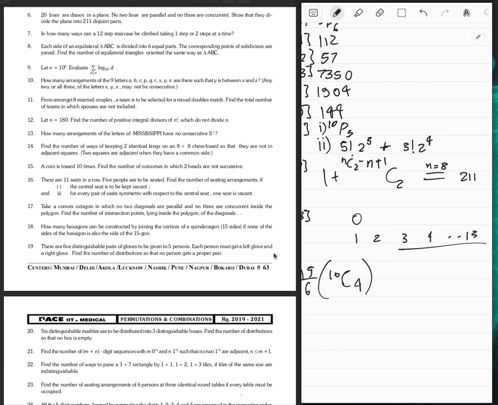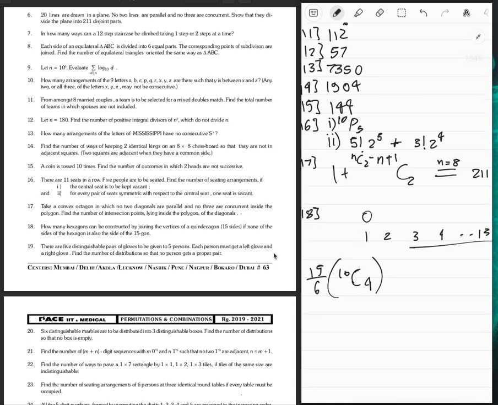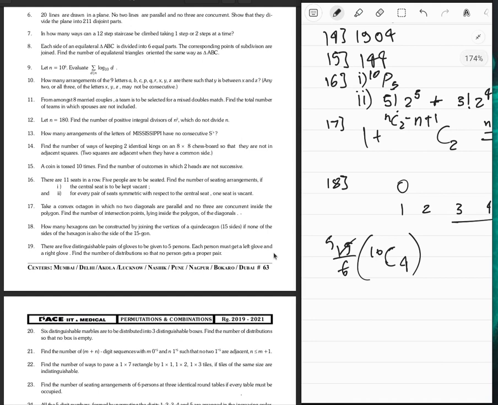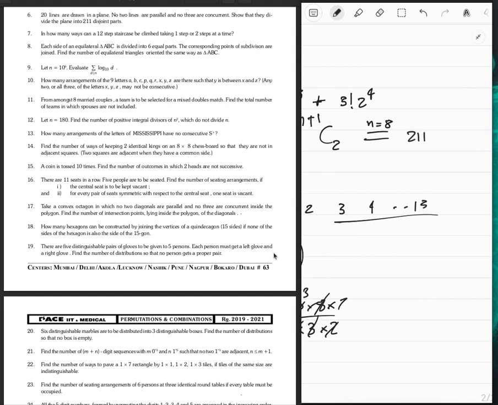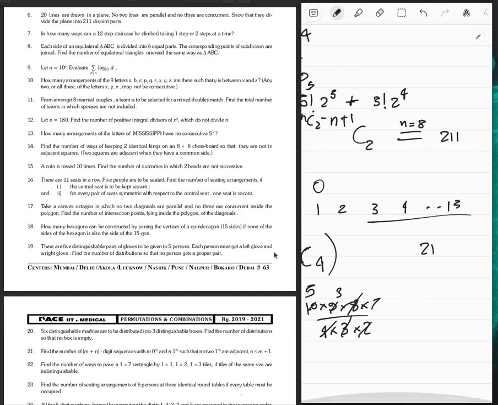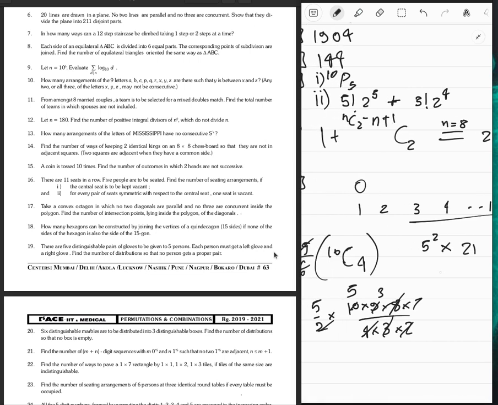I hope this is correct. Let's see if this is actually an integer or not. So this is 5, this thing is 2. 5 upon 2 times 10, 9, 8, 7, 4, 3, 2. Let's cancel. There's 3 over there. Oh yeah, it's actually an integer. Awesome. So this times 5 times 5, which is 105 times 5, which is 525.